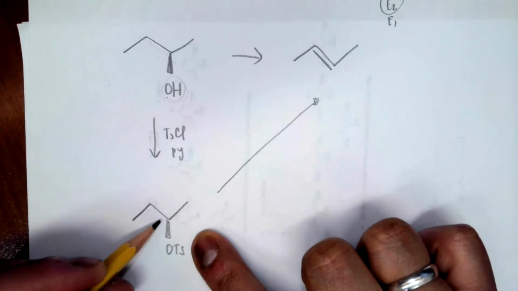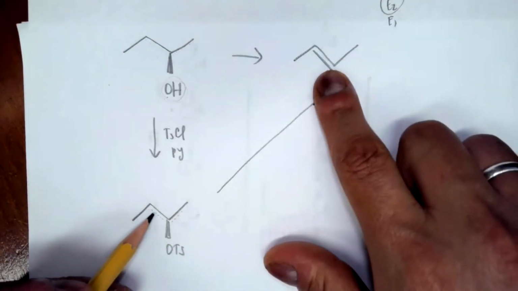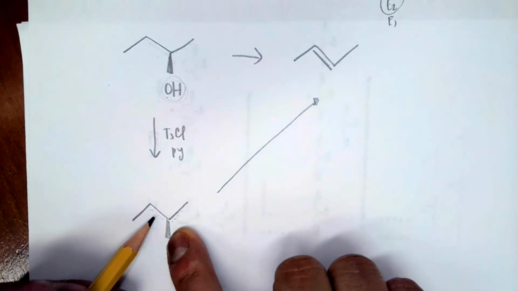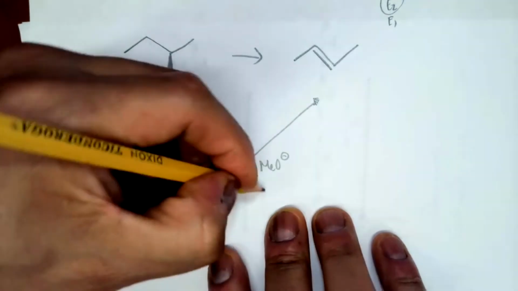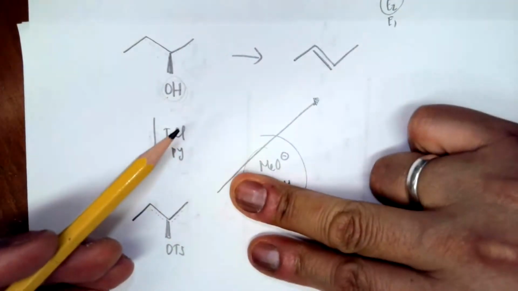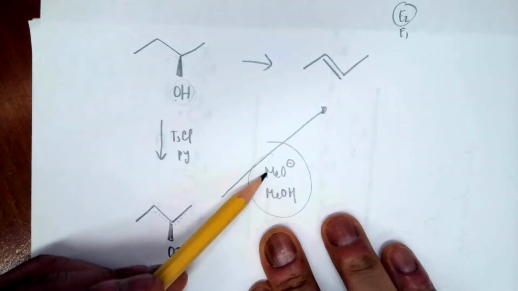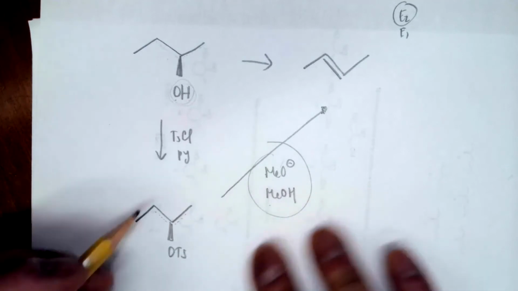I have two options, alkene here or alkene here. I want the alkene here. Okay, that's the Zaitsev. What is the Zaitsev base? Methoxide. Methoxide in methanol. Normally it's a combination. You will see it alone or in a combination. Methoxide, methanol. That's a combination. They both mean the same.